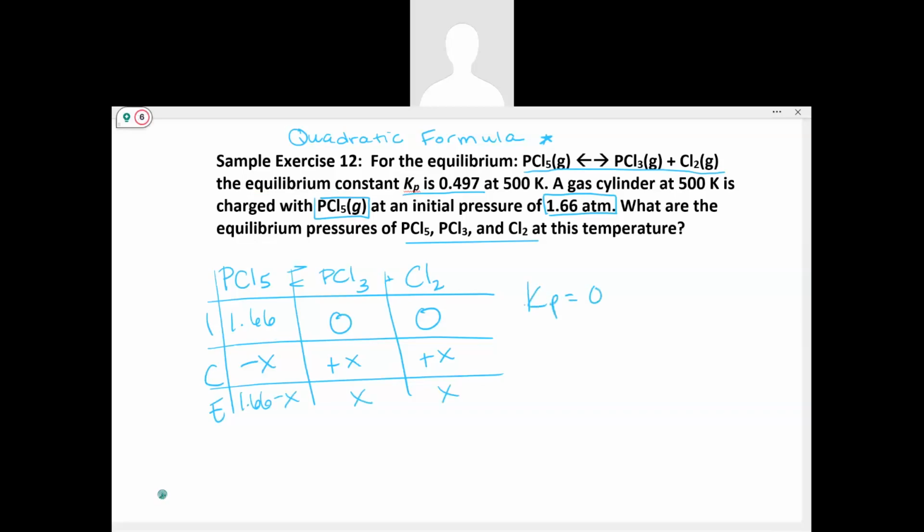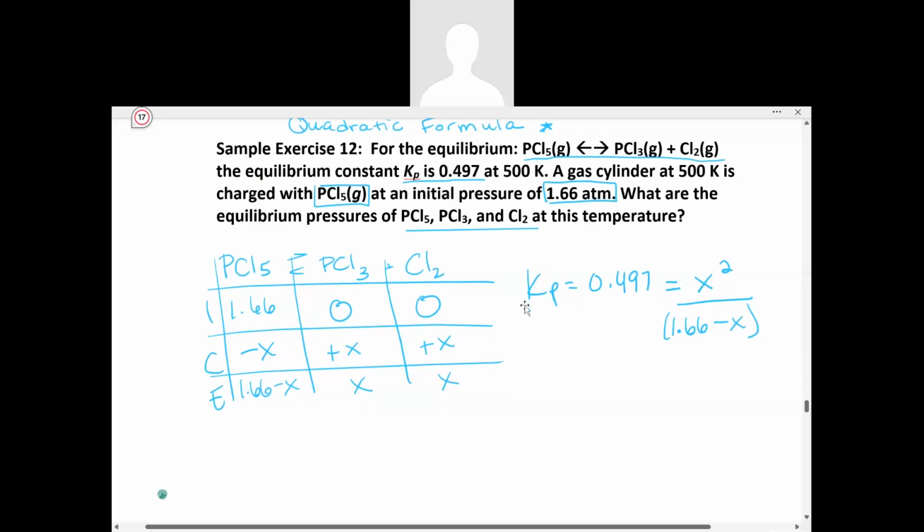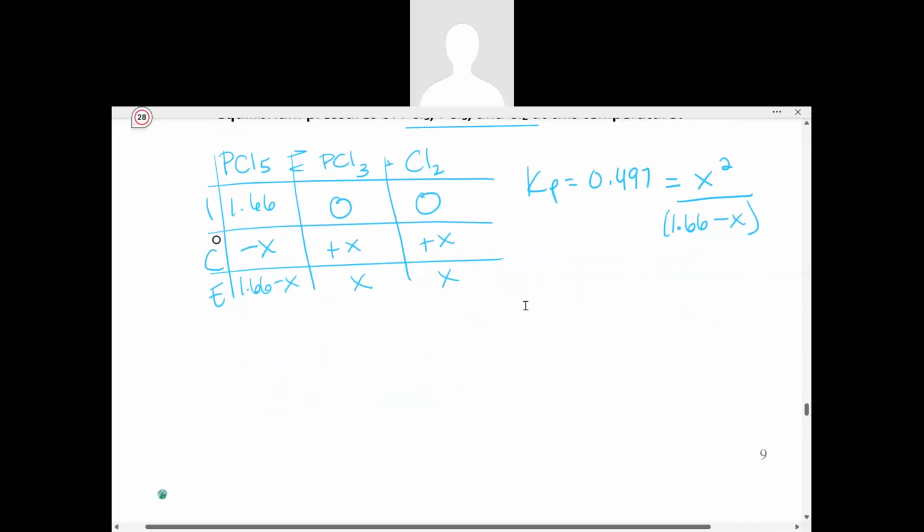We're given our Kp value, 0.497. We can set that equal to our equilibrium expression, which would be x squared over 1.66 minus x. So we're going to rearrange this equation, and once we get it in quadratic form, we'll use the quadratic formula to solve for x. So let's take a look here. We're going to multiply these two terms, and we get 0.497 times (1.66 minus x) equals x squared.